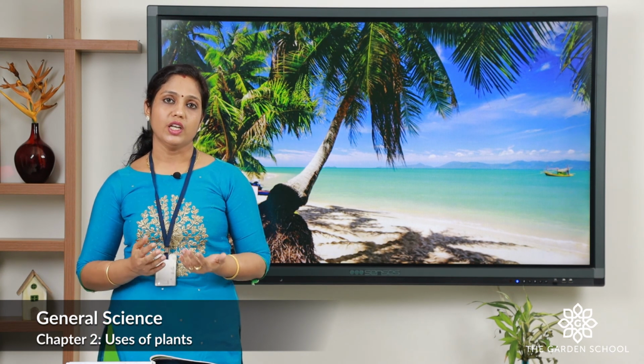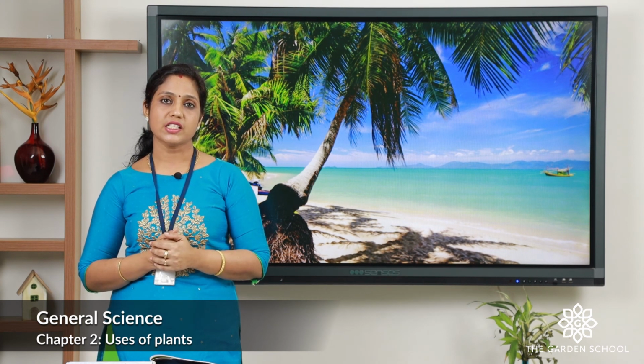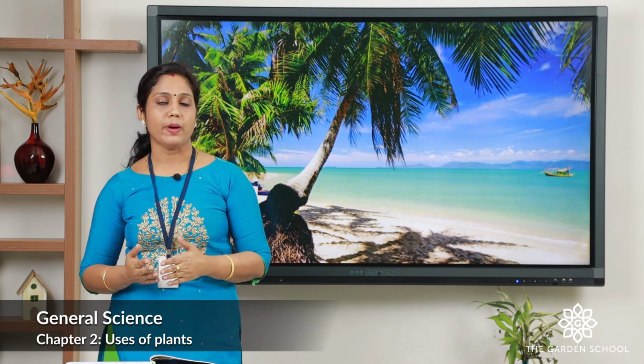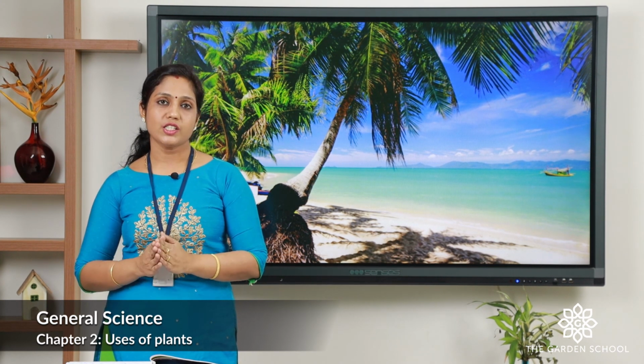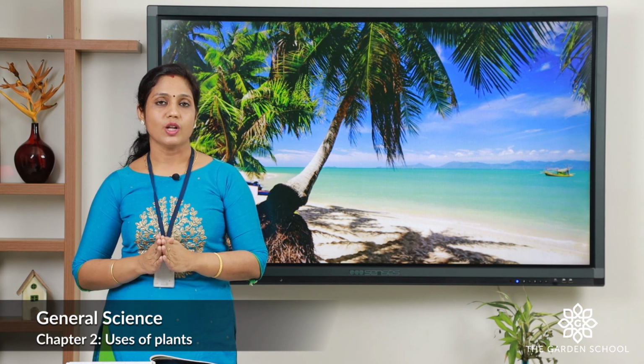Now today we learned about the different uses of plants. We learned cereals, we learned pulses and all the different uses of plants. Hope you understood today's concept.